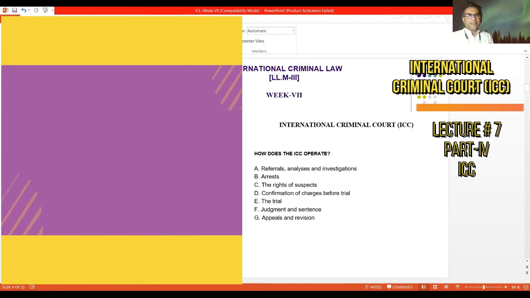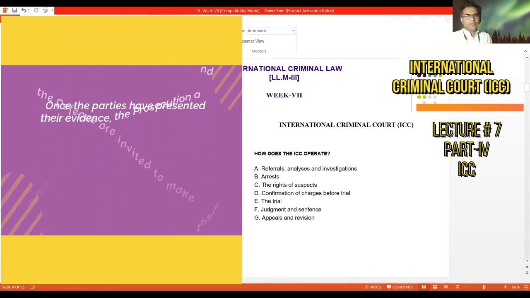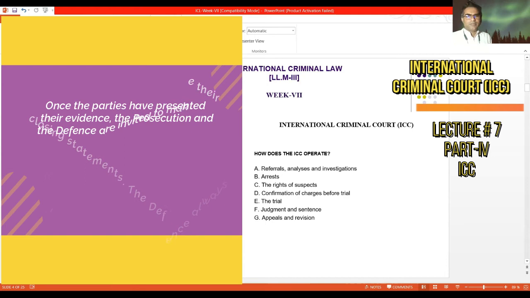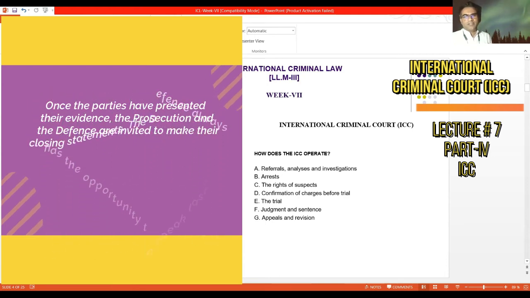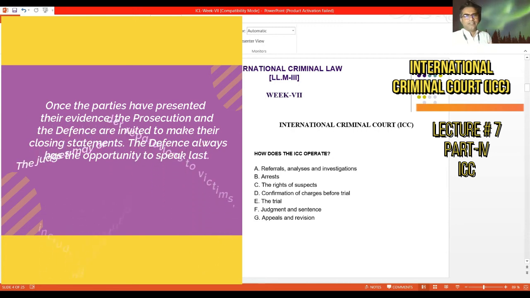Once the parties have presented their evidence, the prosecution and the defense are invited to make their closing arguments or statements. The defense always has the opportunity to speak last. The judges may order reparations to victims, including restitution, compensation, or rehabilitation. To this end, they may make an order directly against the convicted person.